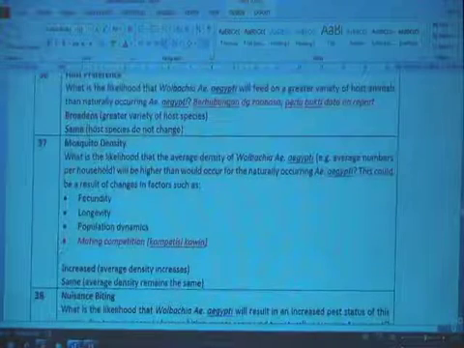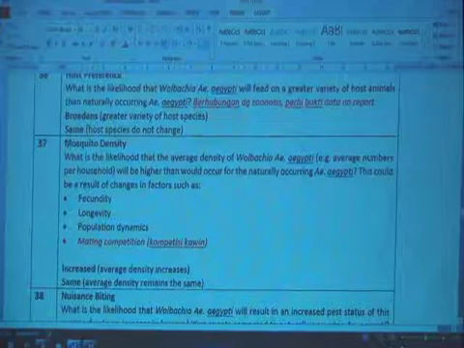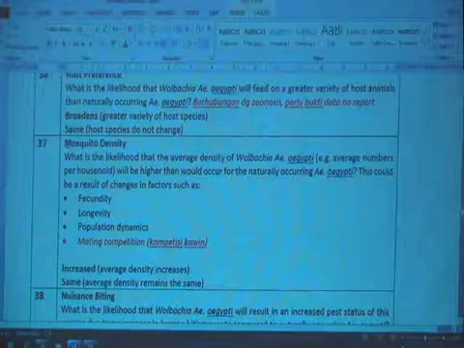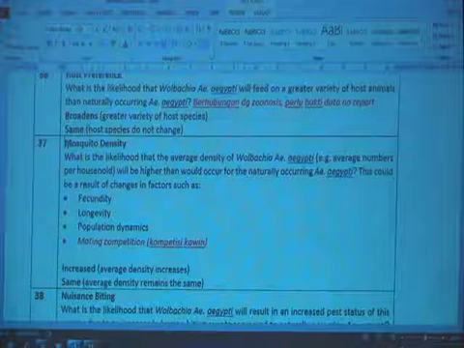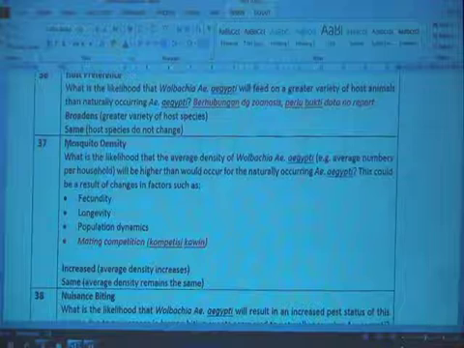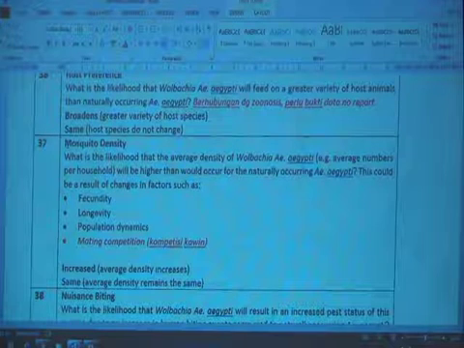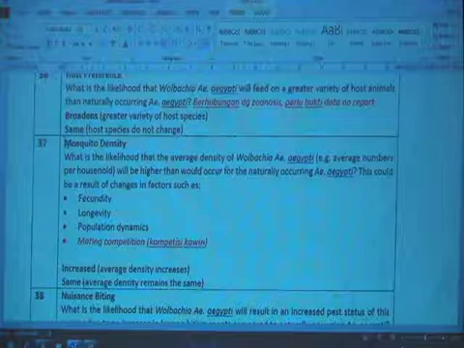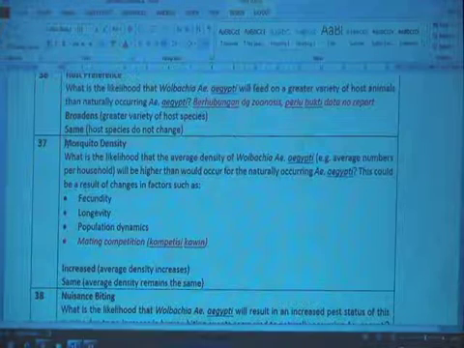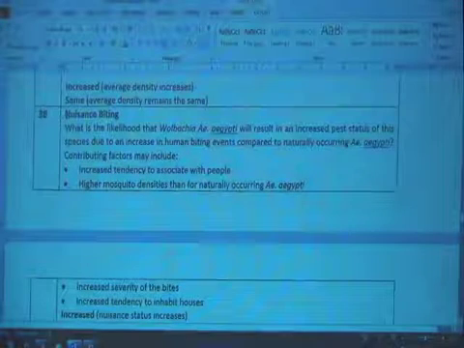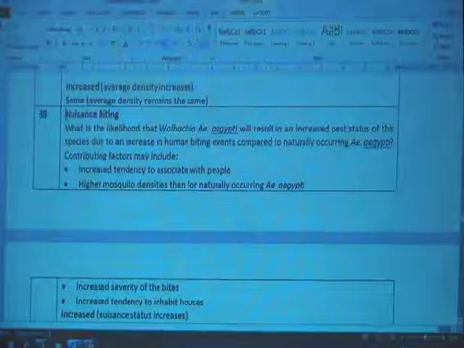And the next question about mosquito density. We propose to add the mating competition in the environment. When we release the Wolbachia Aedes in the environment, how about the mating competition? And then the next, nuisance biting, it's accepted as it is. The next question.